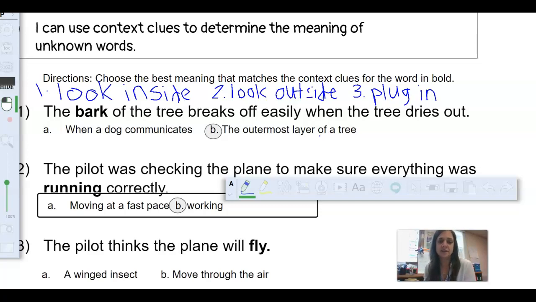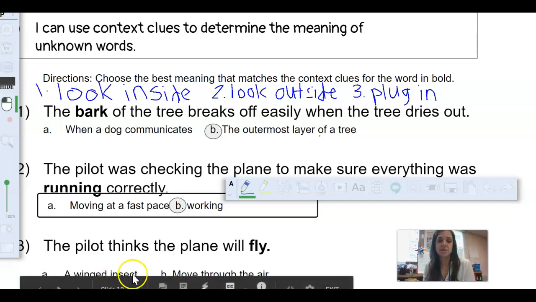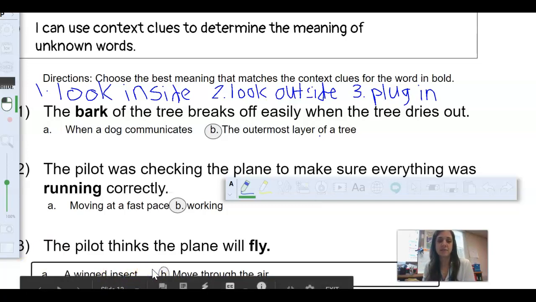The plane. Well, the plane isn't an insect, but a plane does go up in the air. So I'm going to plug in move through the air. The pilot thinks the plane will move through the air. Does that make sense? Yes. So we just determined the meaning of fly, move through the air.